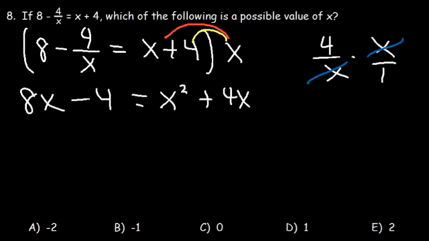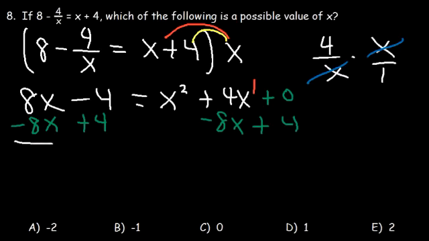So this is what we now have. Notice that we have a quadratic expression. We have an x squared and an x. So whenever you see that, what you want to do at this point is move everything to one side and try to factor the expression, use the quadratic formula, or complete the square to solve for x. So let's subtract both sides by 8x, and let's add 4 to both sides. So this is 0 right here.